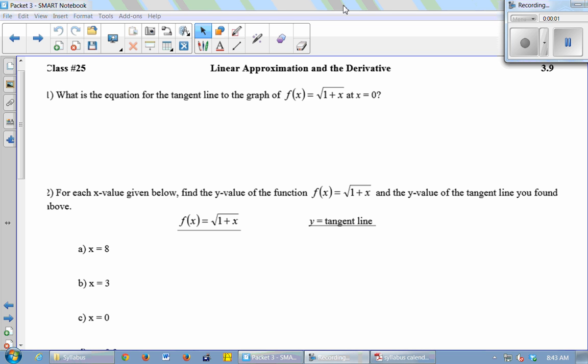About linear approximation and the derivative today. So as somebody asked me before class started, is the rest of the semester going to be applications of using the derivative? Pretty much.